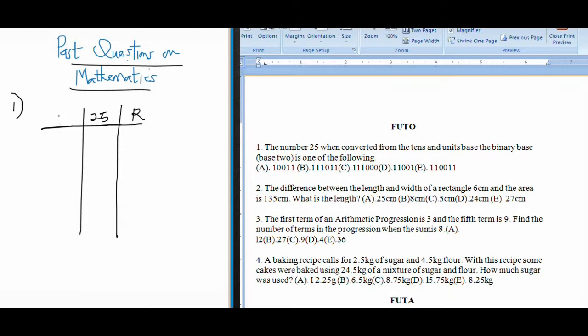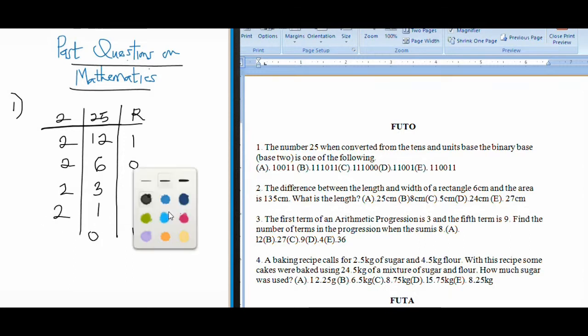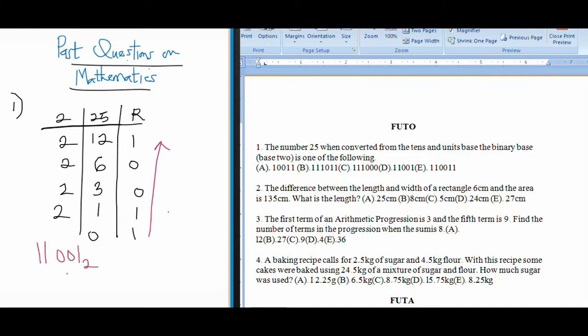Now, 2 goes into 25, that will give us 12, remainder 1. 2 will go again into 12. We'll have 6, remainder 0. 2 in 6, that will be 3, remainder 0. 2 in 3, that will be 1, remainder 1. 2 into 1, that will be 0, the remainder 1. Now the answer will be 1, 1, 0, 0, 1 in base 2, from the bottom to the top.